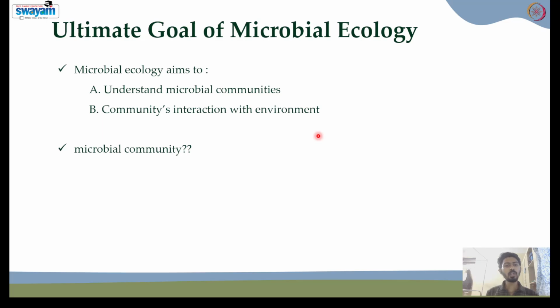So what would be the ultimate goal of studying this microbial ecology? The first is that we have to understand the microbial community. If you take any environment, whether it is a contaminated environment or an oil spill environment, first we have to understand what all the microorganisms are that are present in a given ecosystem, and then how these microorganisms interact not only with each other but also with the environment. So if we are able to answer these two questions, then we could understand the whole picture of this microbial ecology. So can anyone tell what is meant by microbial community?